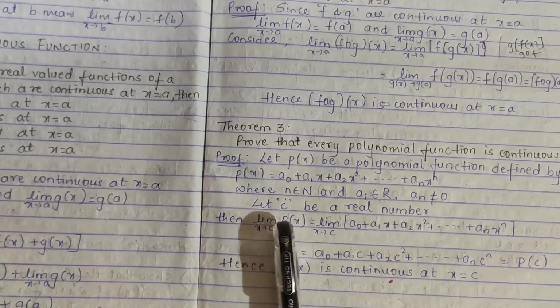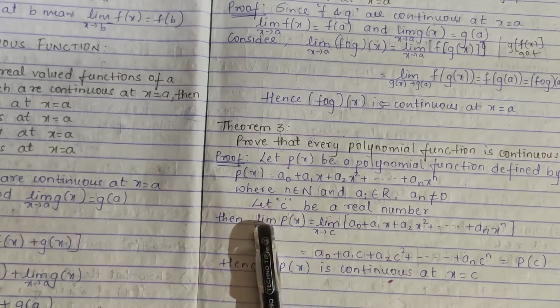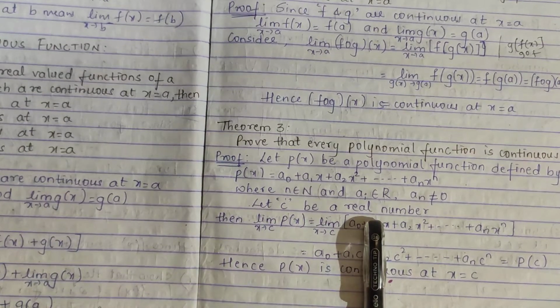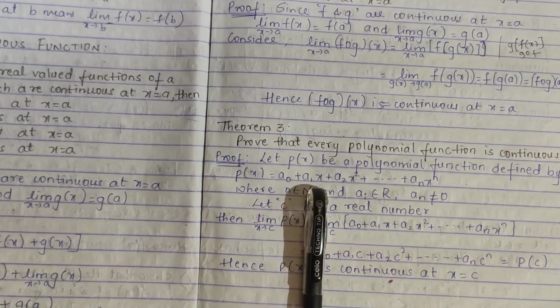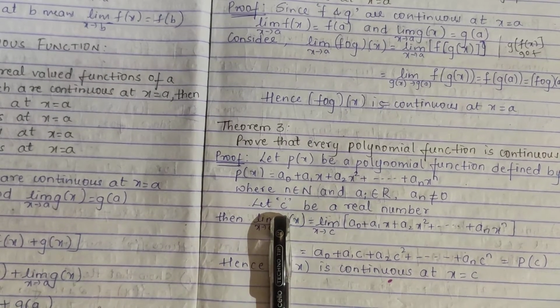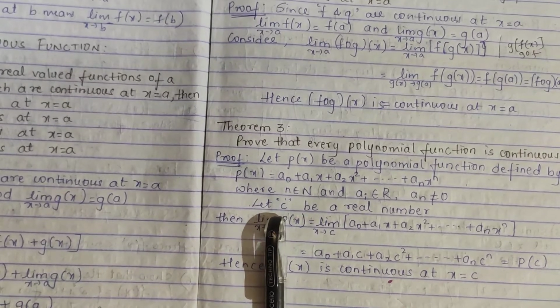Now let c be any real number. We are taking c as any real number. As in your previous theorem, we were taking x as the real variable. Here we are just taking c. Why? Because here we have already used x. So just for the sake of change, we are taking c.